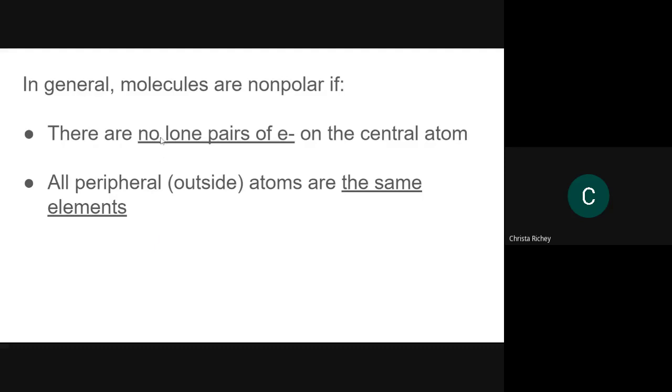But if this is true, then you're not going to have a separation of charge. And if there's not a separation of charge, then it's nonpolar. If there is a separation of charge, then it is polar. We're going to fill out the electronegativity difference and type of bond.